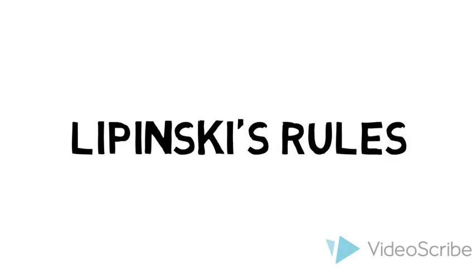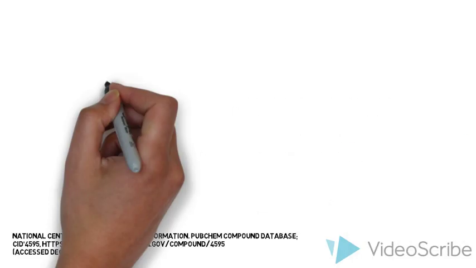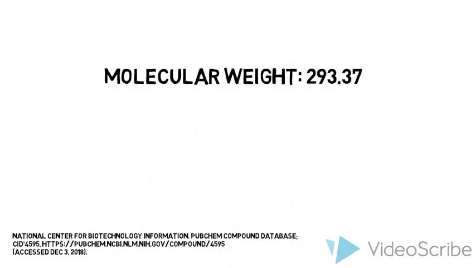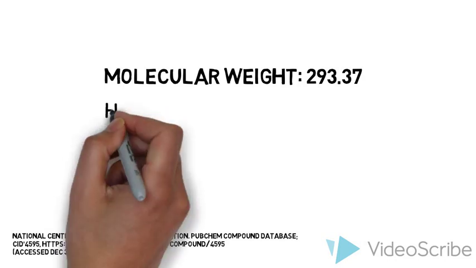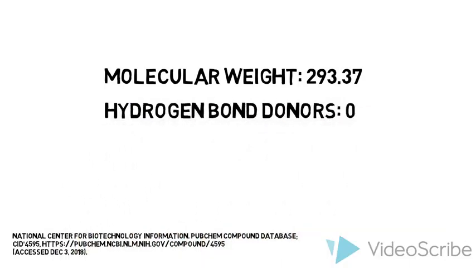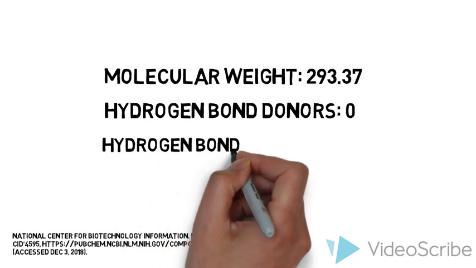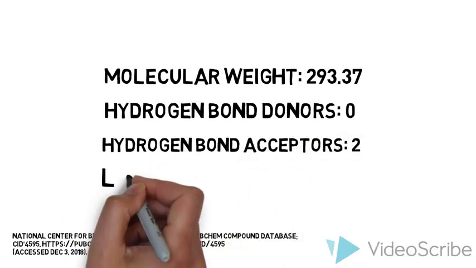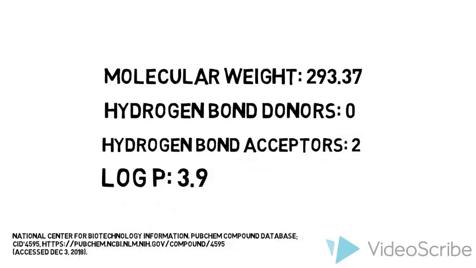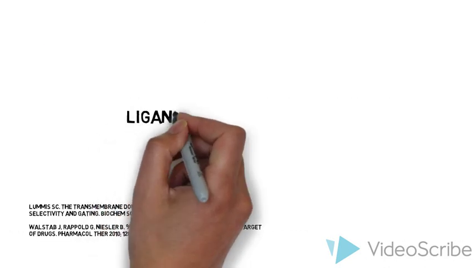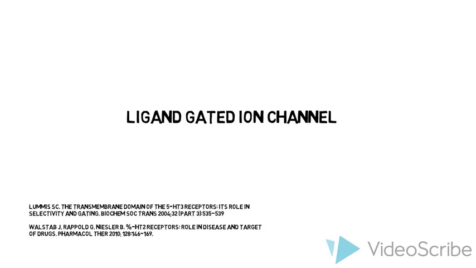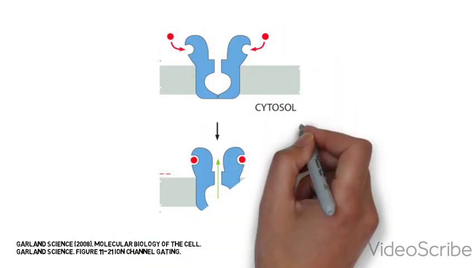So does the drug fit Lipinski's rules? Well, firstly, the molecular weight is 293.37. Secondly, there are no hydrogen bond donors, there are 2 hydrogen bond acceptors, and the log P is 3.9. So overall, the molecule does fit Lipinski's rules. As we have already said, ondansetron forms part of the 5-HT3 receptor antagonist family.